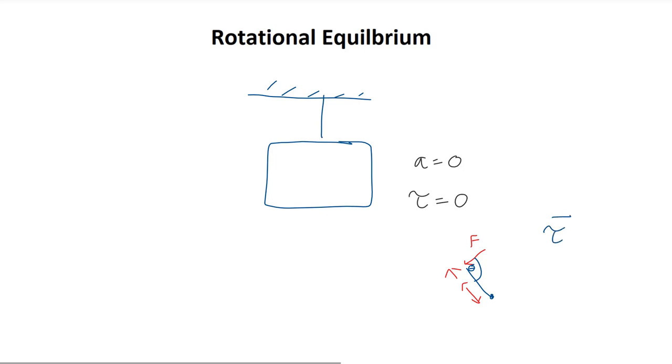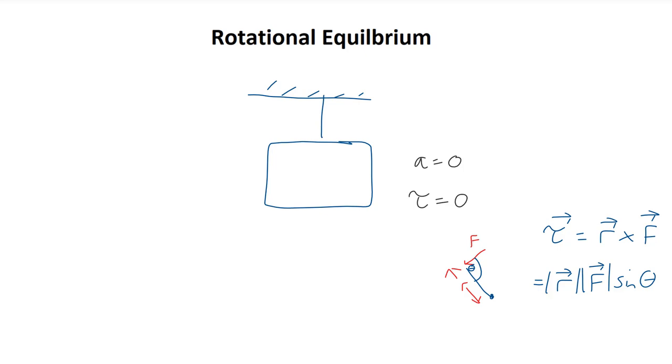Torque, which we label with this Greek letter tau, is equal to the cross product of r and F, which is equal to the magnitude of r multiplied by the magnitude of F multiplied by sine of the angle between these two vectors. What are these two vectors? Well, F is the typical linear force we are accustomed to, and r is the distance between the object and where we apply that force.